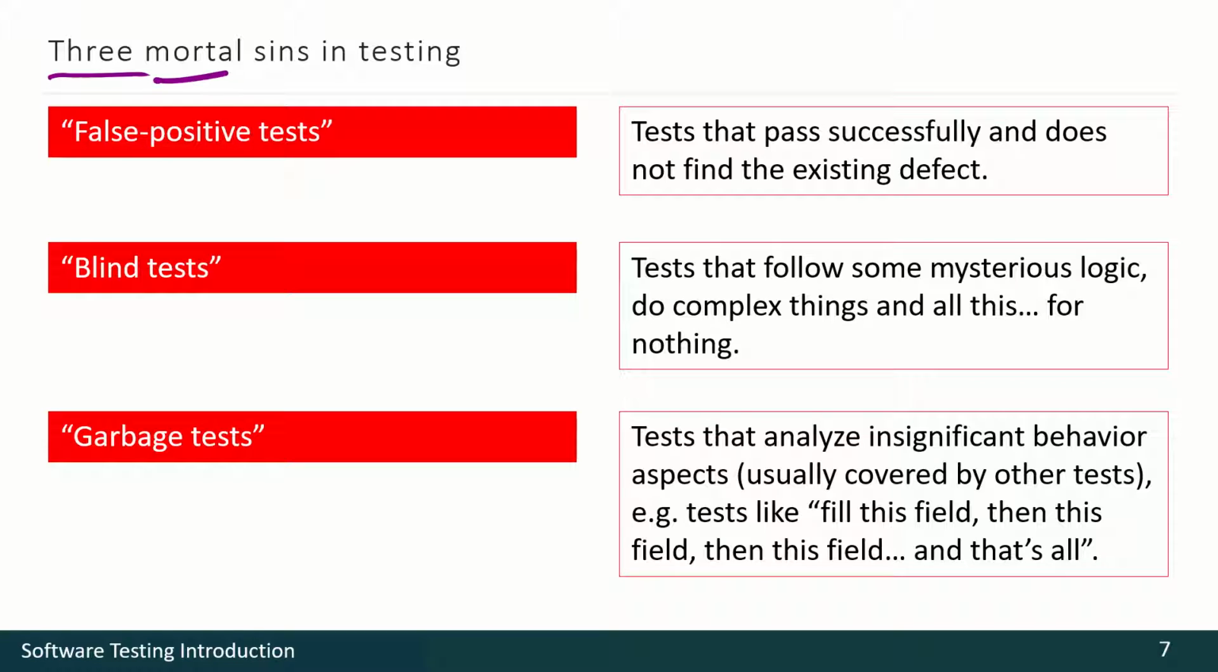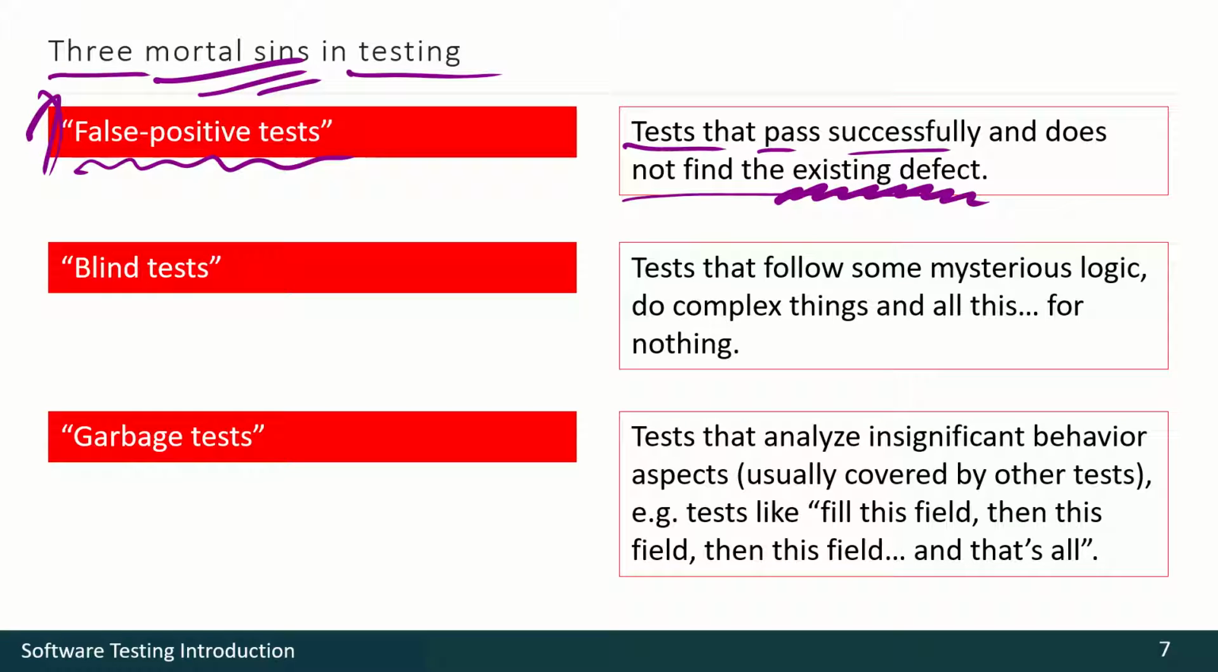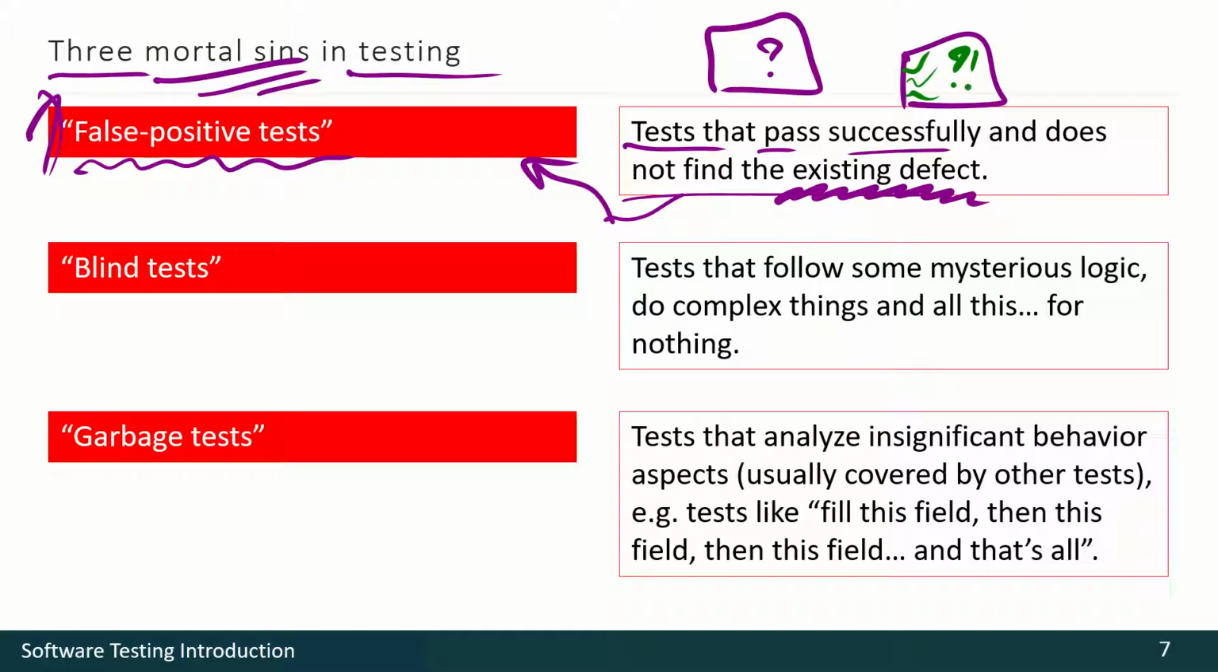There are 3 mortal sins in software testing. First of all, it's the so-called false positive test. It's a test that passes successfully and does not find existing defects. Such tests are extremely dangerous, because without such tests, we know that maybe in some functionality there are some defects. But with such tests, we see that our test has passed, so maybe this functionality is okay. But in reality, there are defects that are now hidden by such tests.